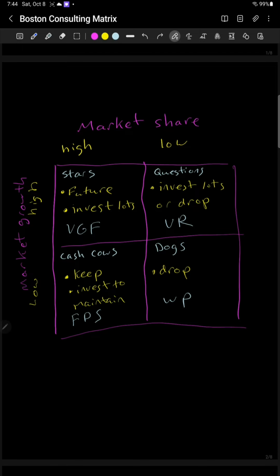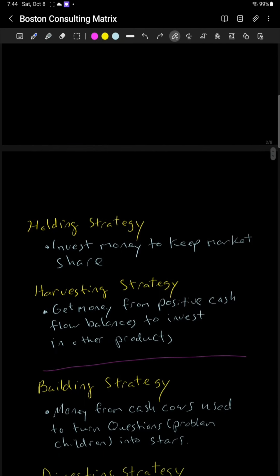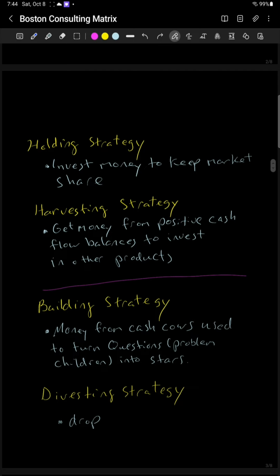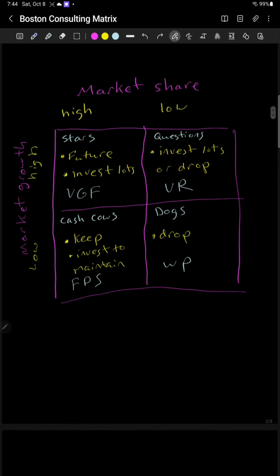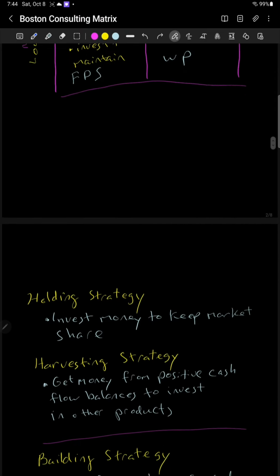Anyway, these are the strategies you use depending on if it's a dog, a cash cow, stars, or question marks/problem children. And these strategies have names. Holding strategy means to invest money to keep market share. So that's really what you would do here with the stars. You're spending money in order to keep your market share and keep going.